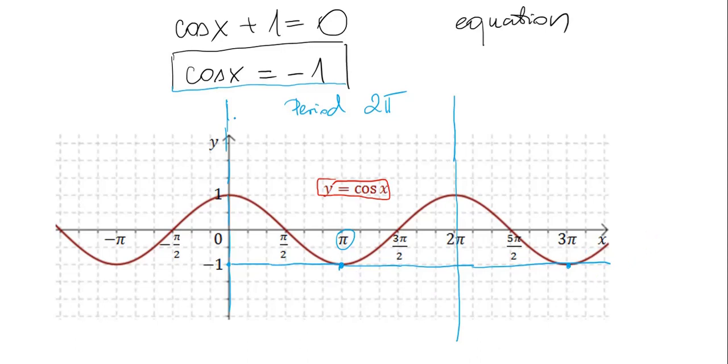So again, we need to look only in the period. We don't have to look beyond the period. So our answer is pi, right? So the angle pi, and then we have to add our period. So 2k pi, where k, again, is an integer. Okay, so there you go. We have pi plus 2k pi.